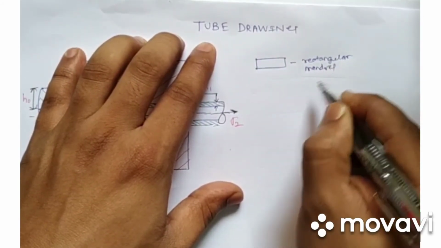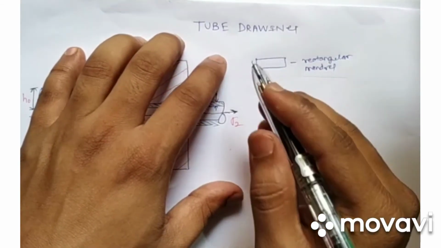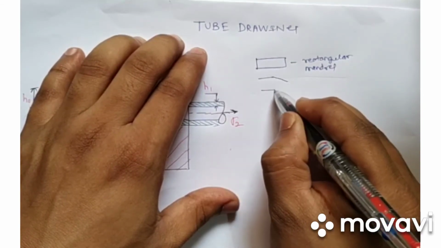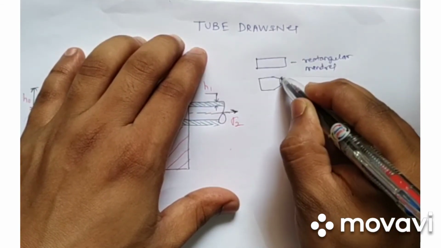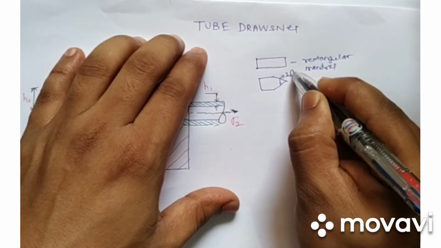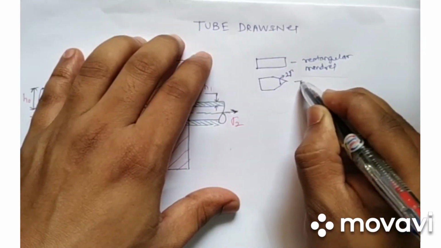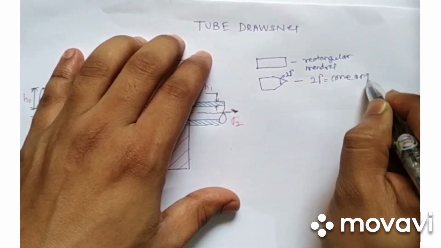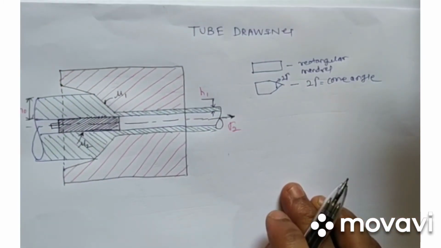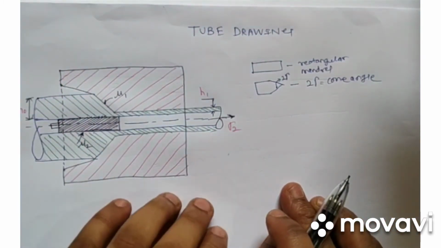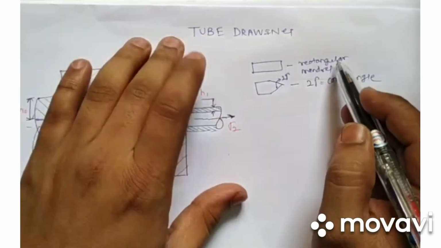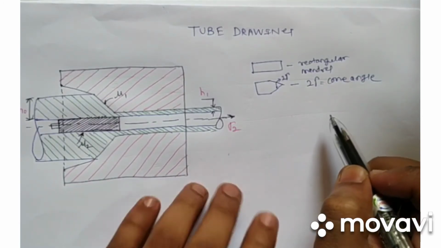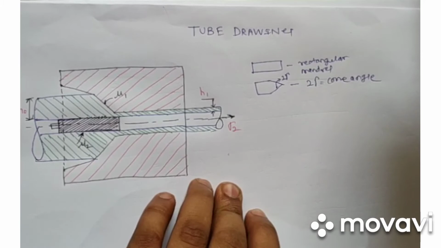But when I want variation in the ID of the tube, I have to go for a conical mandrel. So again it will have an angle, that will be the cone angle. Let's say this 2 gamma is the cone angle of our conical mandrel. So this is the condition: if you want a uniform cross section, go for a rectangular mandrel, and if you want a variable ID, we have to go for the conical mandrel.